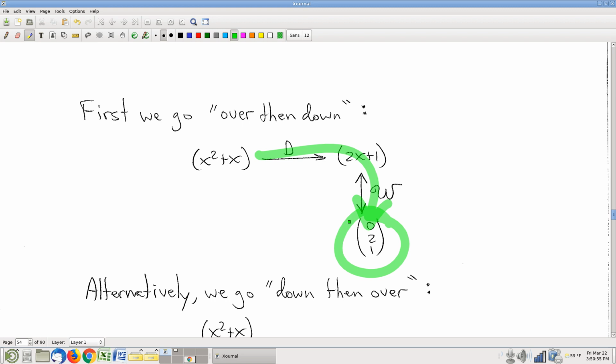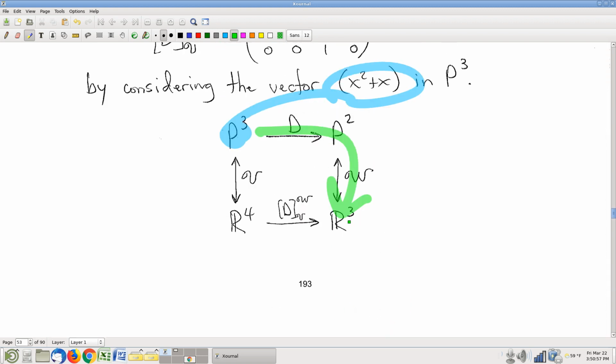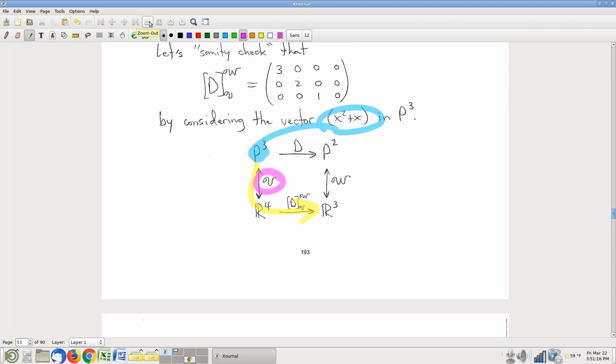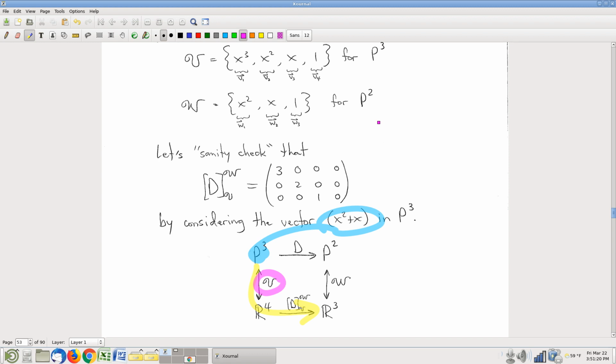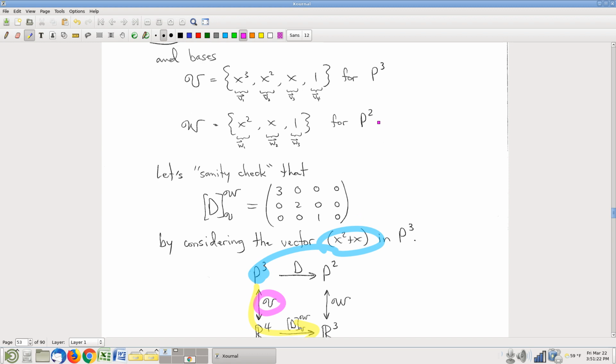Our assertion is that over and down will be the same as down and over. So now let's go down and over. What I'm going to have to do again is convert and then follow the instructions here. This says first find coordinates with respect to V. Reminder, what is script V? Script V is that.